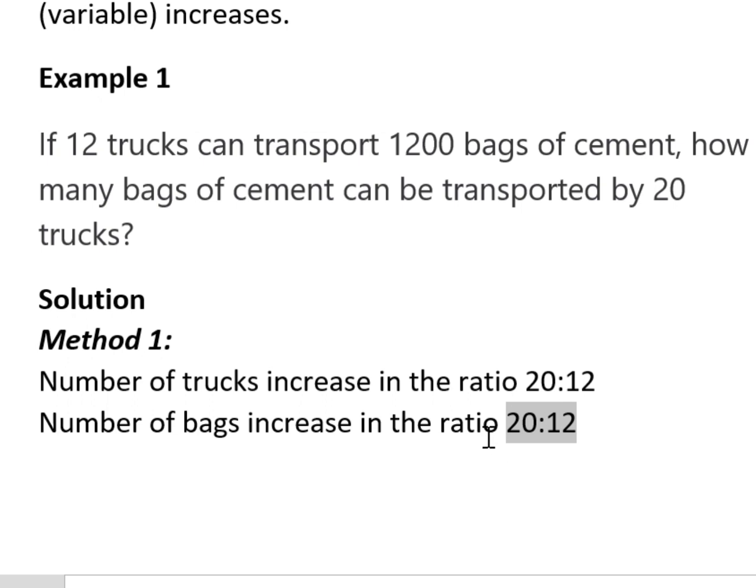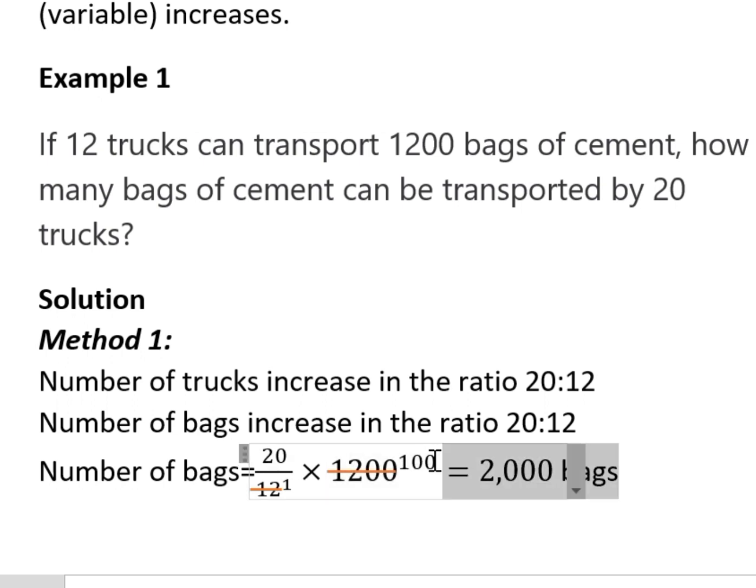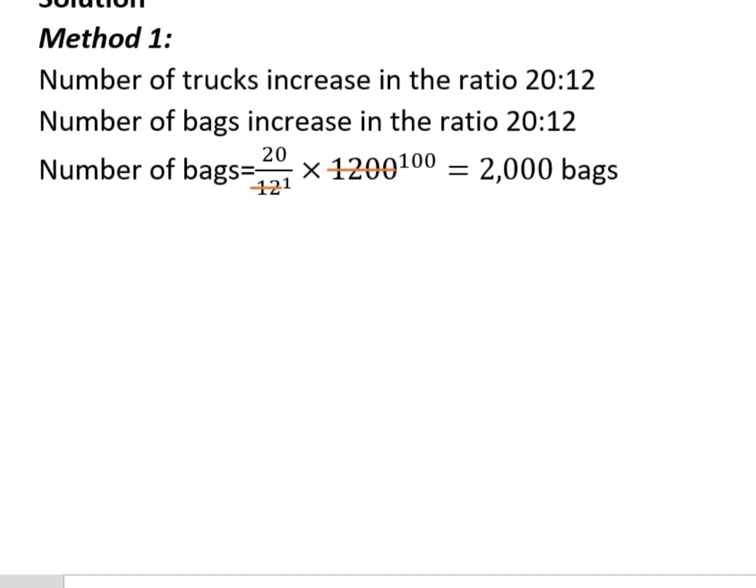Then the actual number of bags will be given by number of bags is equal to this first ratio divided by the second ratio. Always this is the first one divided by the second one. So 20 divided by 12 times the number of bags we had transported initially, which is 1200. Then you realize 12 cancels here once. It cancels here 100 times. See that 20 times 100 gives us 2000 bags. So this is the first method of working it.